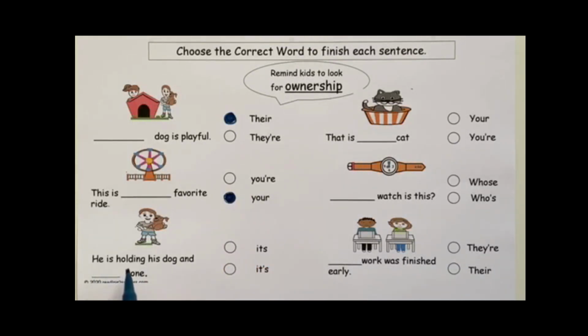He is holding his dog and blank bone. Whose bone? Its bone, meaning the dog. So let's just try the contraction to make sure. He is holding his dog and it is bone? No, it is ownership.